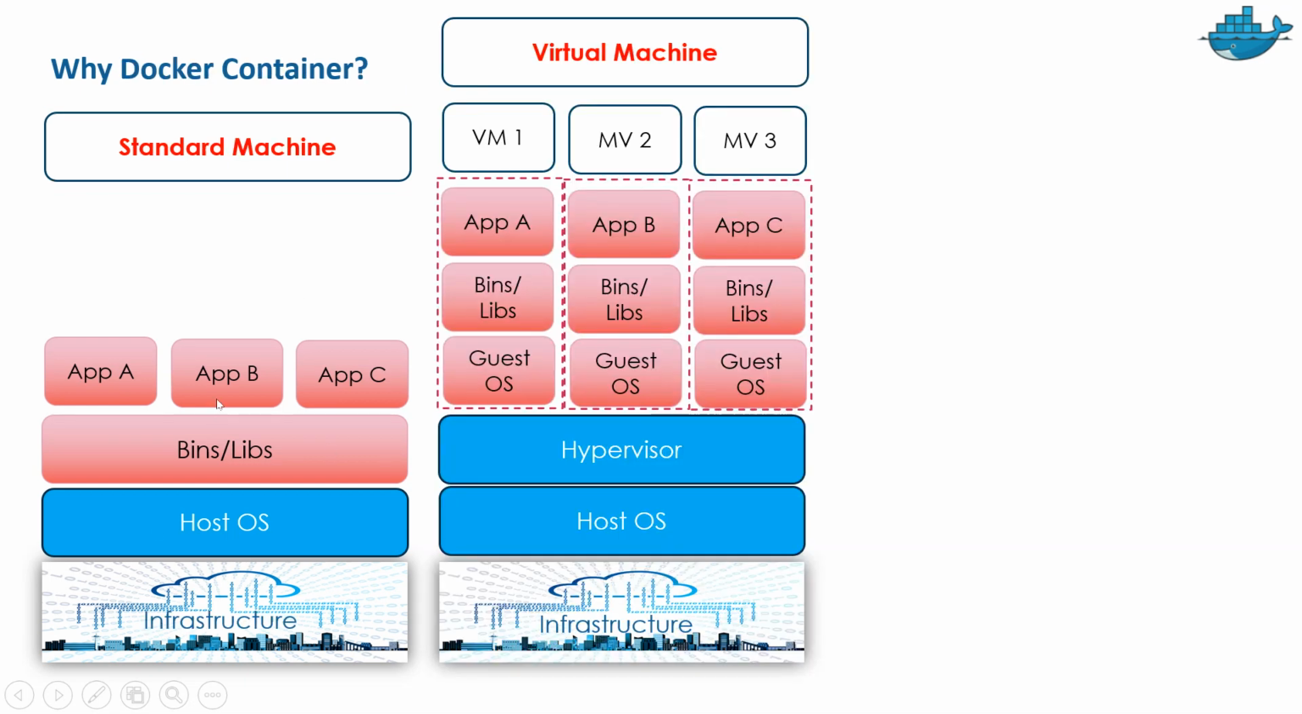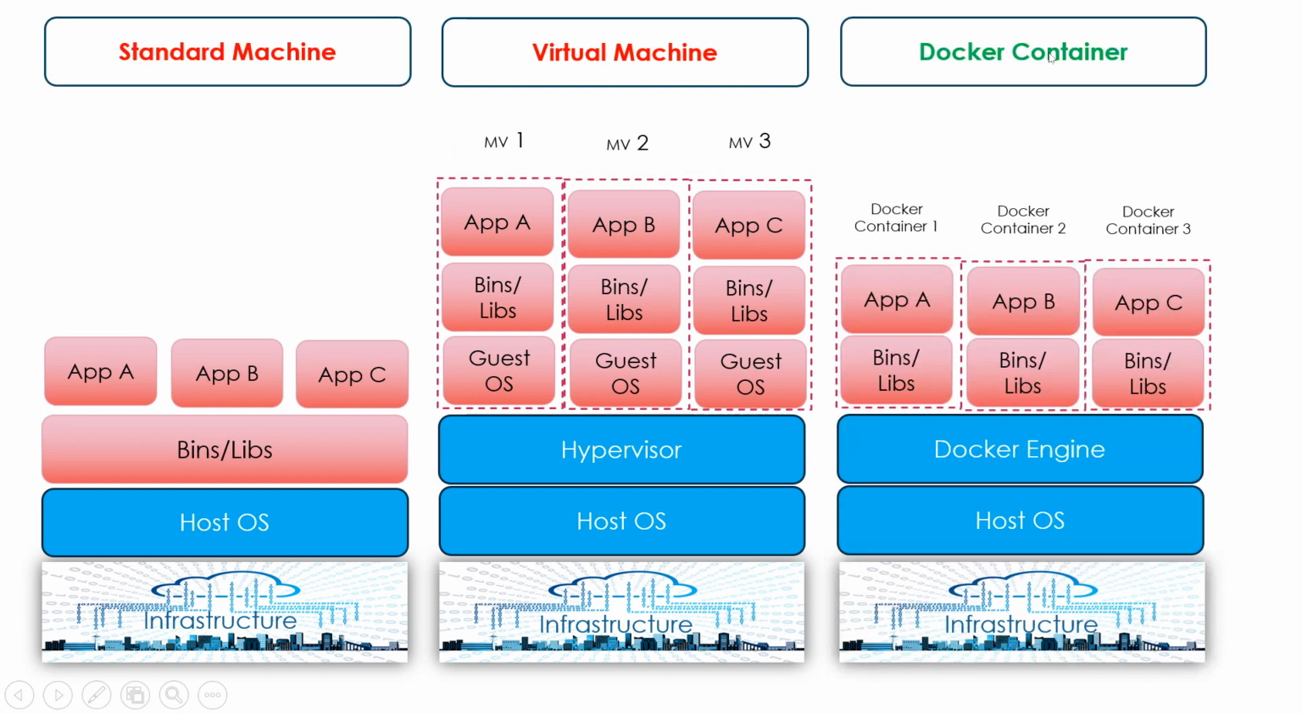After that, it comes to the virtual machine. So in virtual machines, what happens? We have an infrastructure, and on top of that infrastructure we have a host operating system, and then we have a hypervisor. On the hypervisor we are running a guest operating system, which is nothing but a virtual machine, VM, and on top of that we are running application A, application B, and application C. But here, application A has its own binaries and libraries on top of the guest operating system, and the same for application B and application C as well.